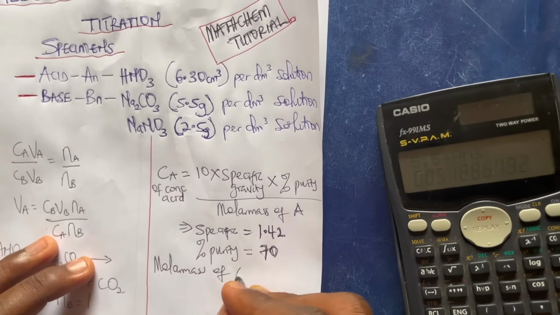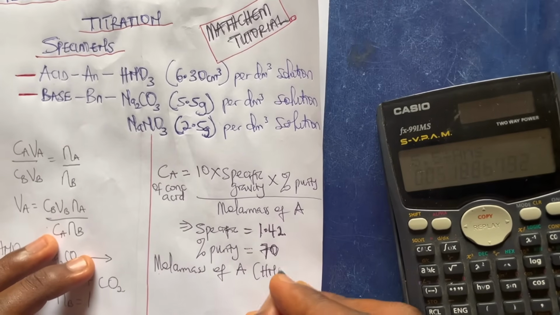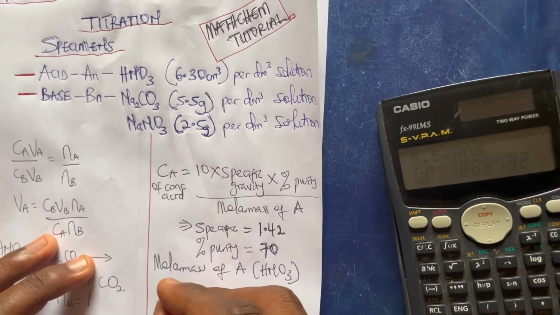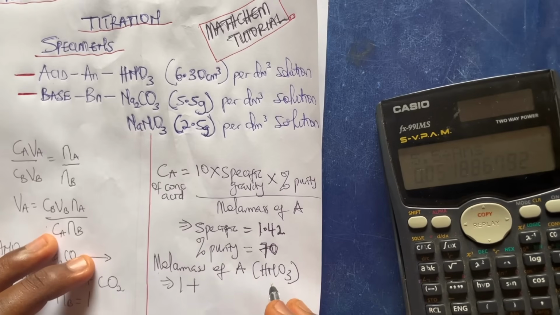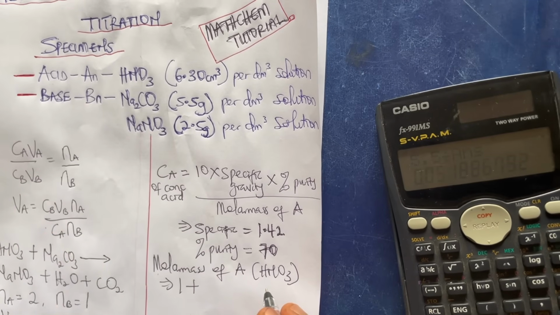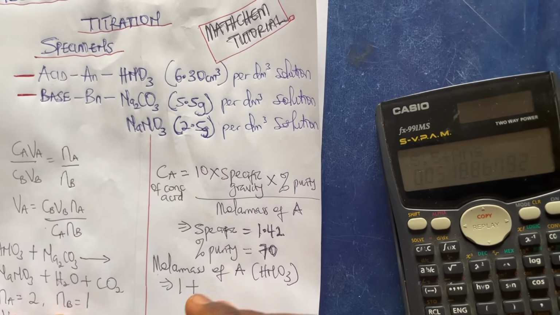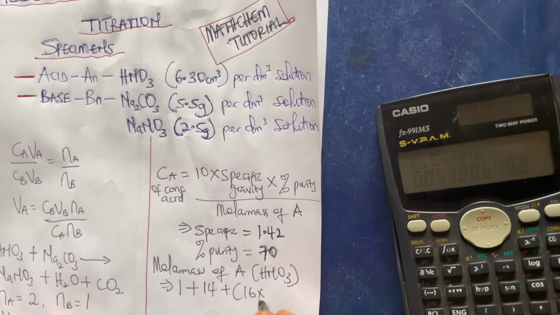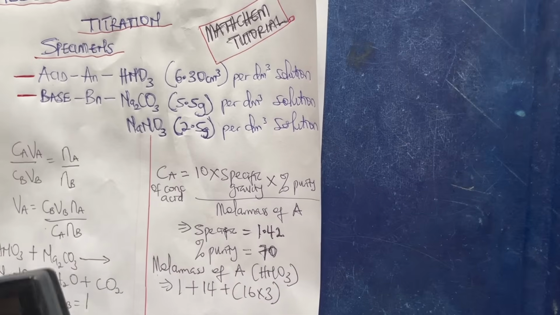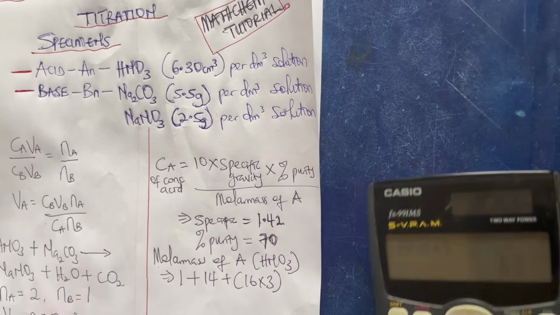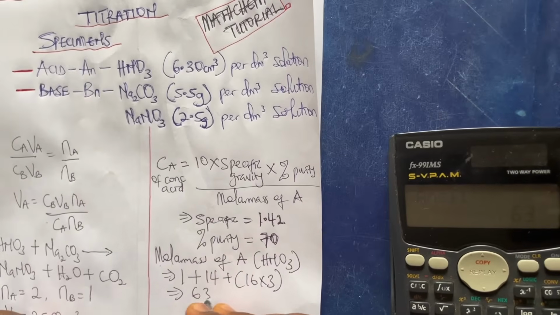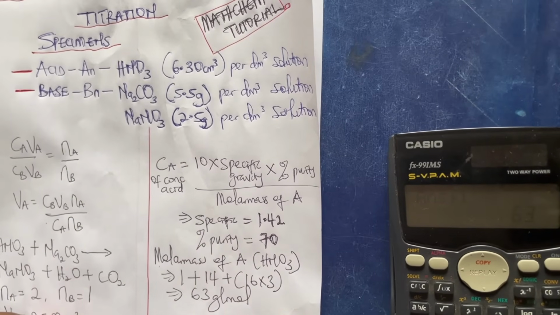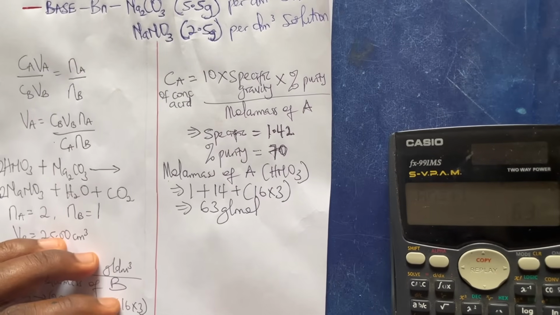The molar mass of the acid, HNO3. H is 1 plus N, nitrogen is 14. Then oxygen is 16 times 3. So pressing this in your calculator, that will be 16 times 3 plus 14 plus 1. That is 63. So we have it as 63 gram per mole.